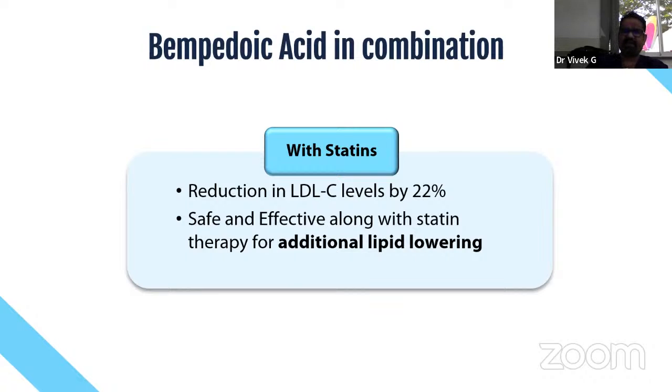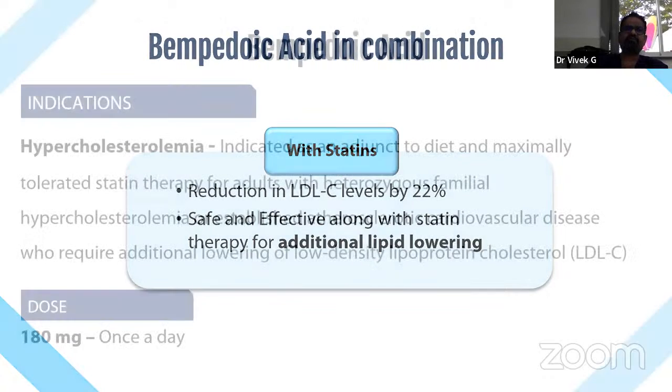So in my clinical practice, where would I see it? I would say it's definitely an add-on therapy in most of my patients who are not tolerating a 40 mg dose of rosuvastatin or an 80 mg dose of atorvastatin. So in these patients, you can easily add on a bempedoic acid.